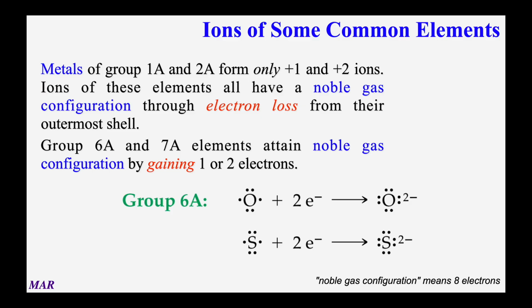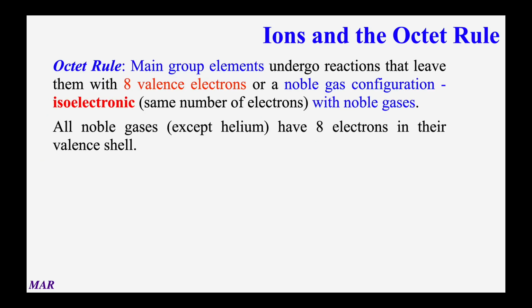So groups 1A and 2A will always be positive. Group 1A will be +1. Group 2A will be +2. On the other hand, groups 6A and 7A are always going to be negative. 6A wants to gain 2 electrons, like we can see in the pictures right there. Group 7A wants to gain just 1 electron, and so those will always be -1. The octet rule is something we'll talk about more later, but if you can get this magic 8, you're going to end up with a noble gas configuration, all right?